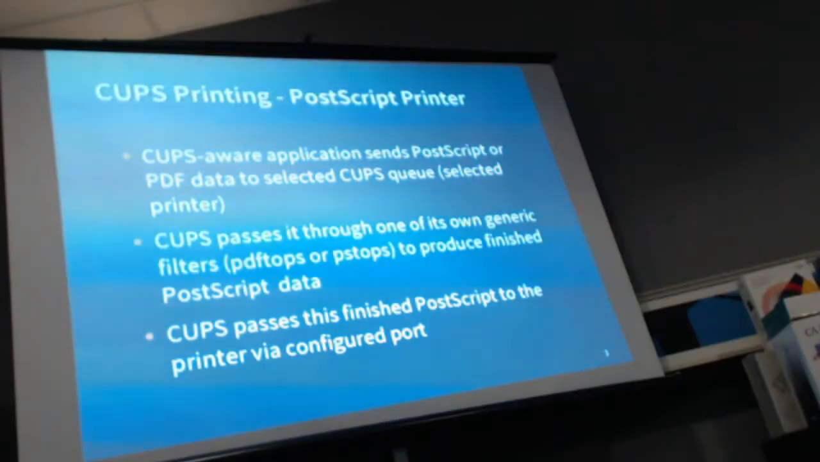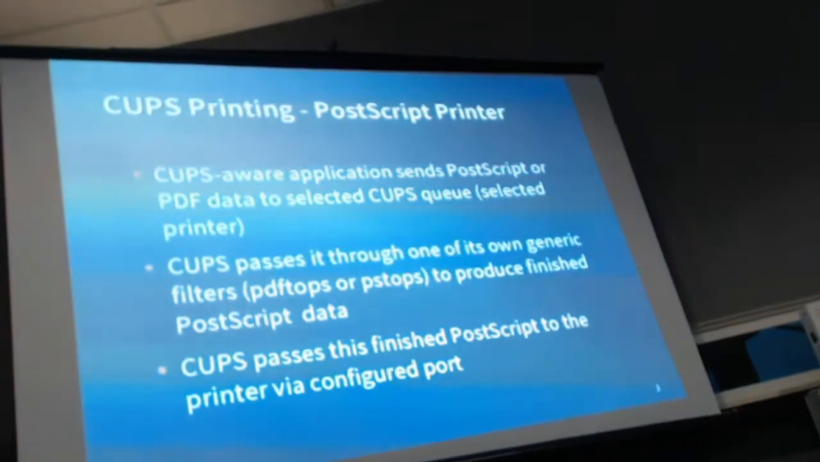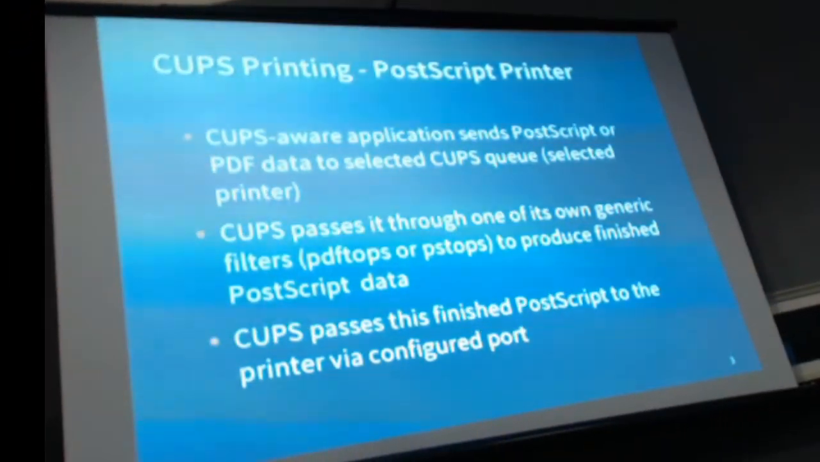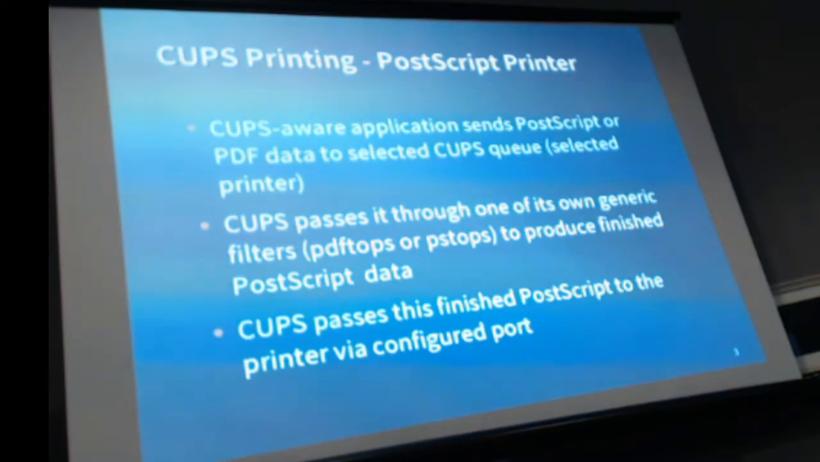CUPS passes that data from the queue through one of its own internal filters, for instance PDF to PS, or PS to PS if it's PostScript coming in, and that produces finished PostScript data. This is when we're printing to a PostScript printer, a printer which understands the PostScript language. CUPS then takes that finished data and sends it to the printer through the configured printer port. All well and good. Any questions so far?